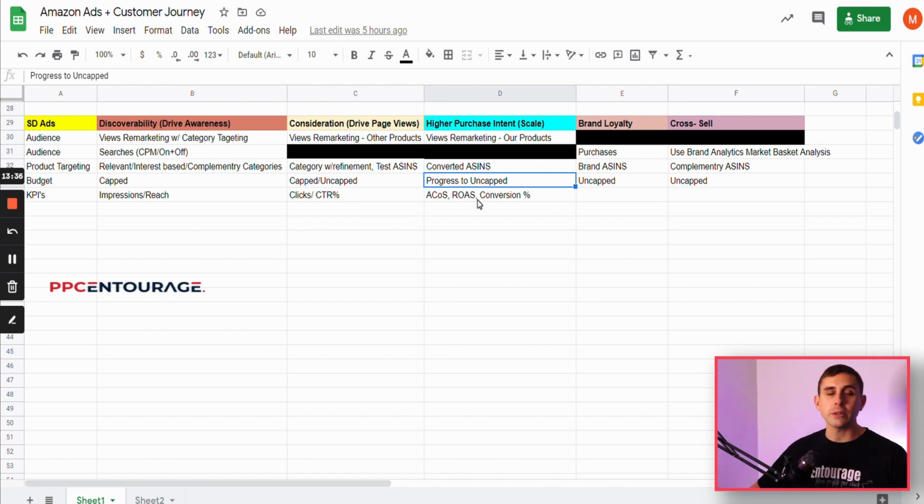Next, of course, we also are looking at ACoS and ROAS and conversion percentage. These are the KPIs that we're looking for. Before, in the discoverability phase, we were looking more for impressions and reach. Here we've discovered the ASINs where we are looking to get that sale. We're looking to get that low ACoS, high ROAS, high conversion sale. So we want to make sure that we have metrics to track and stay within that KPI for this phase of the buying cycle.